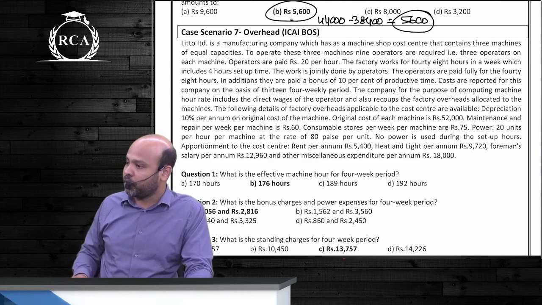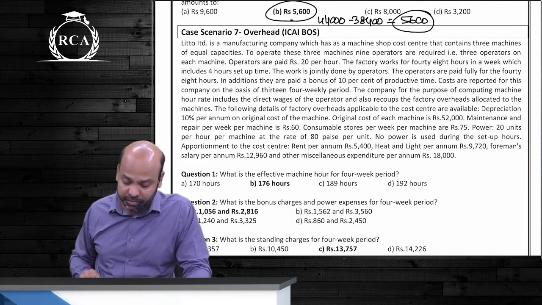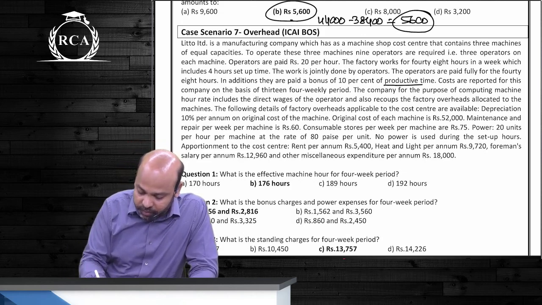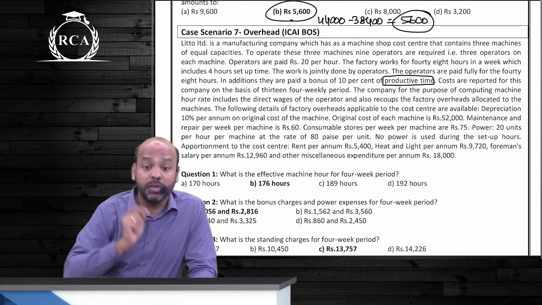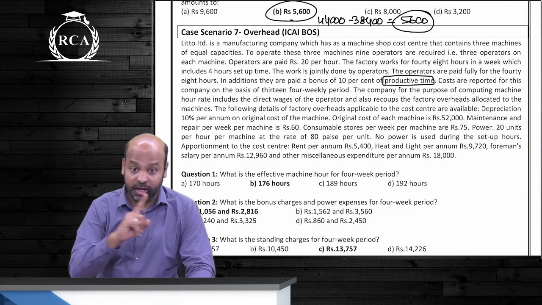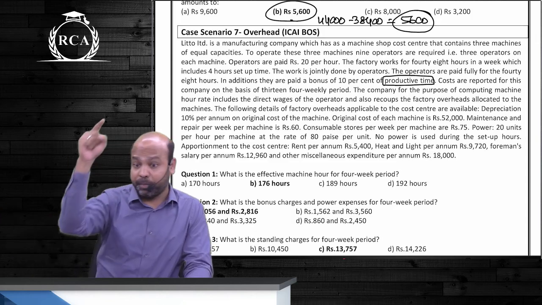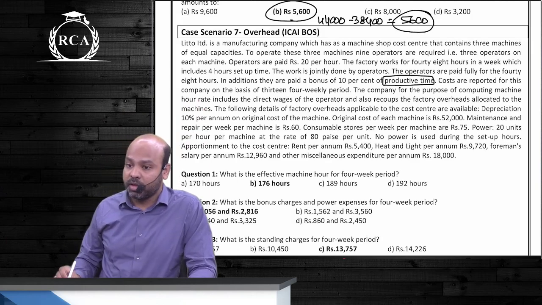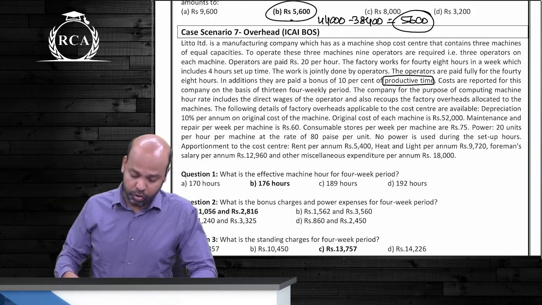The work is jointly done by operators. All the 3 operators collectively will operate one machine. The operators are paid fully for 48 hours. In addition, they are paid a bonus of 10% of productive time. Do you remember something? I told you because of this sentence, we assumed setup time to be unproductive. Otherwise, guys, we do not normally assume setup time to be unproductive. But because they differentiated that we are paying them fully for 48 hours but will give them bonus only for productive time, setup becomes unproductive. So productive time per week will only be 44 hours.